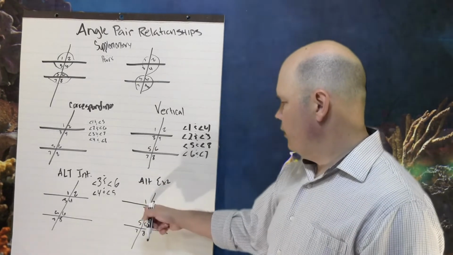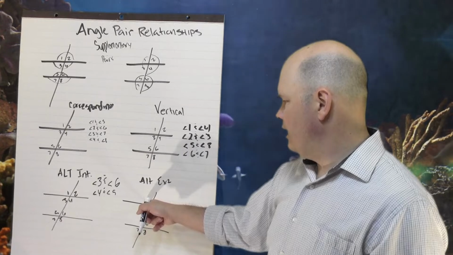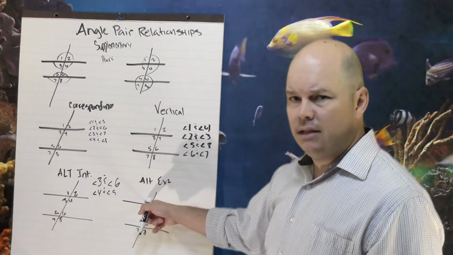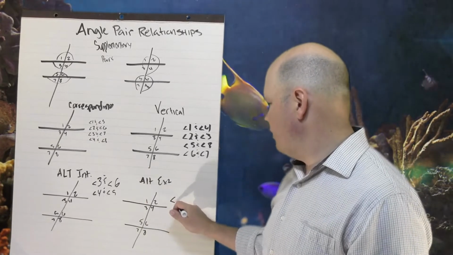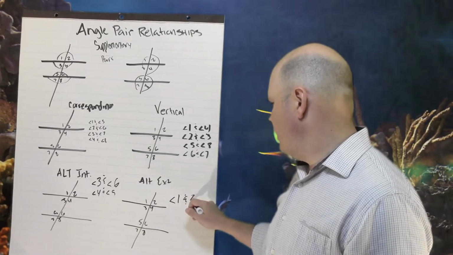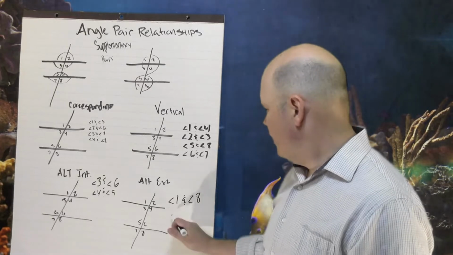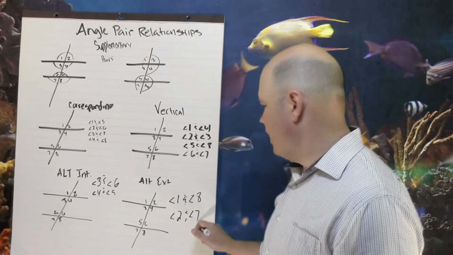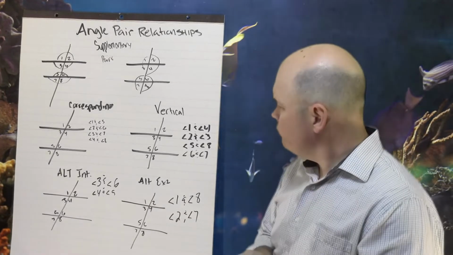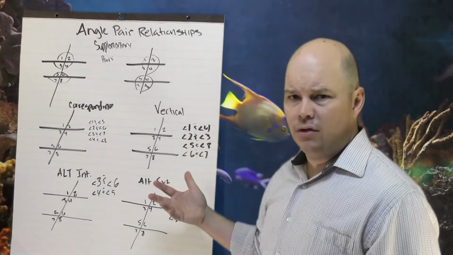And if I'm looking for the angle that is on the opposite side of the transversal line that's outside of my parallel lines, or below, the only one it can be is 8. So angles 1 and 8 are always the same, and angles 2 and 7 are always the same. Okay? Those are our angle pair relationships.